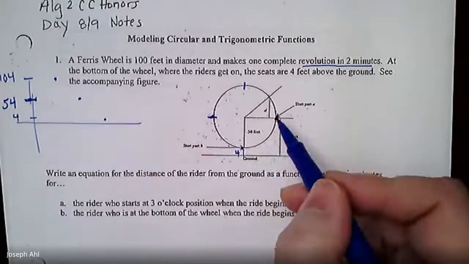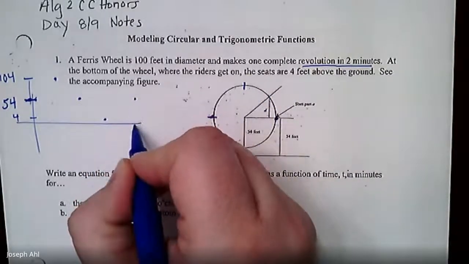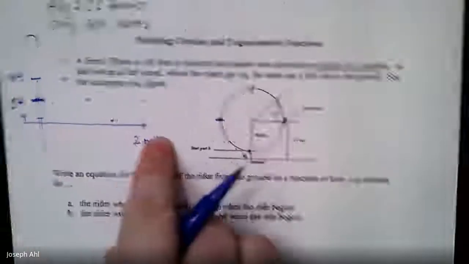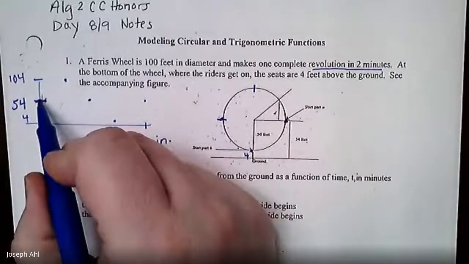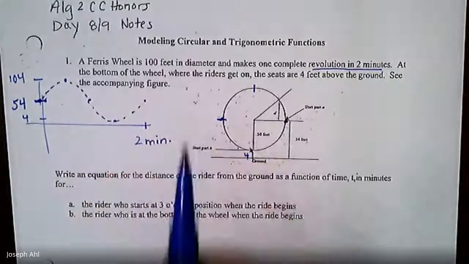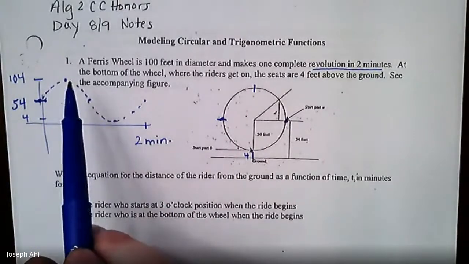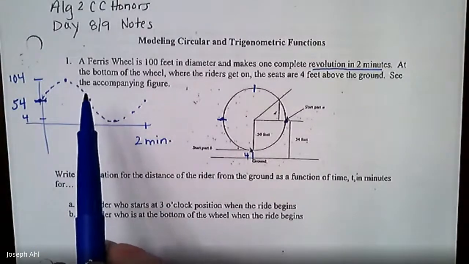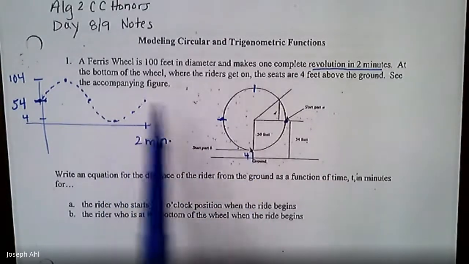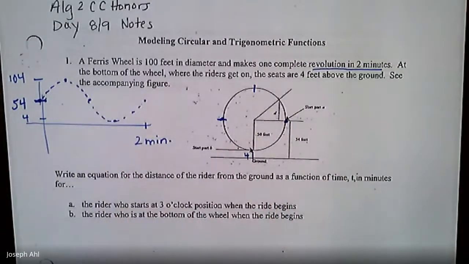And then back where they started, they made one complete revolution, so they're back at 54 feet, and that took 2 minutes. So we're going to label the x-axis as time and the y-axis as feet, and I think once I start connecting these points, you're going to see, oh yeah, I know exactly how I'm going to define this function. So we started at this height, we went up, we came down, we went even further down, back to where we started the ride, and then back up to our original location at that 3 o'clock position.